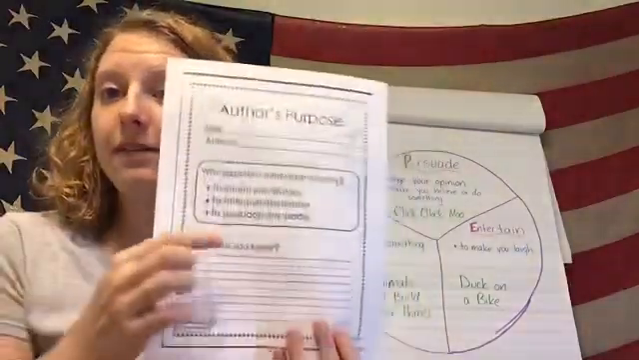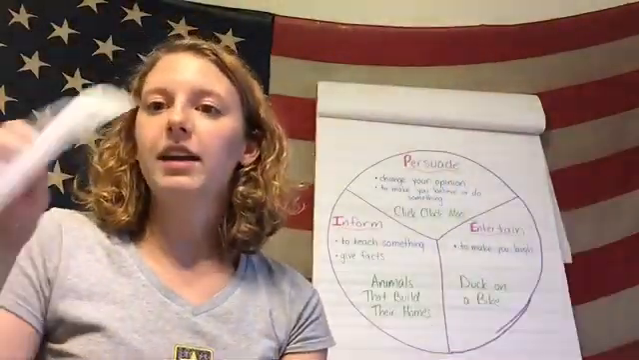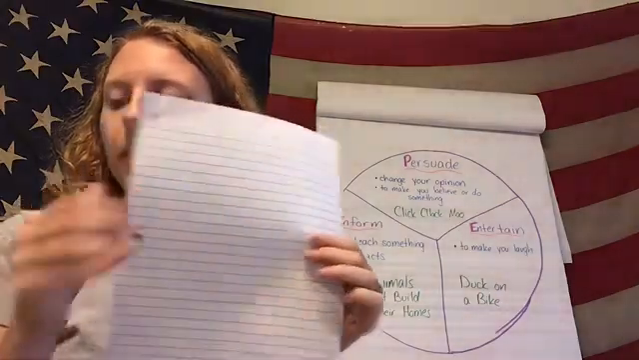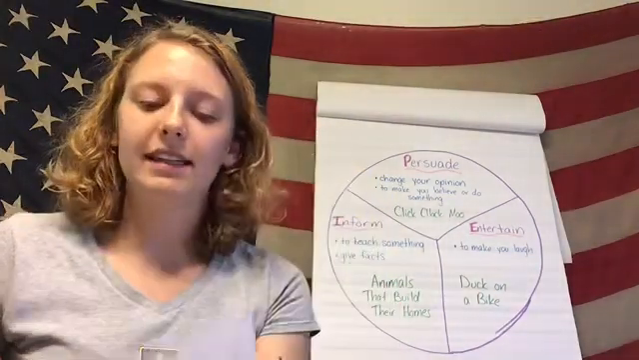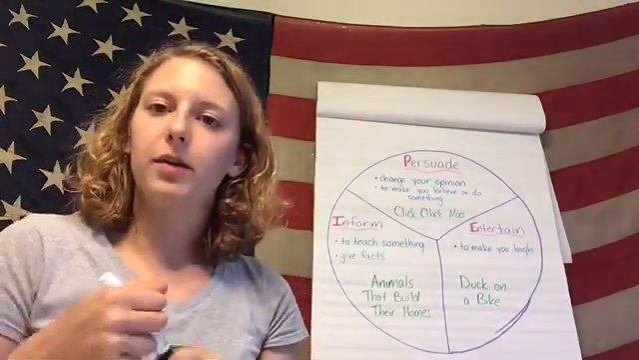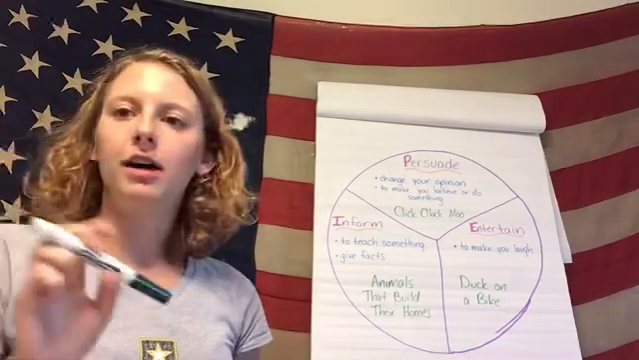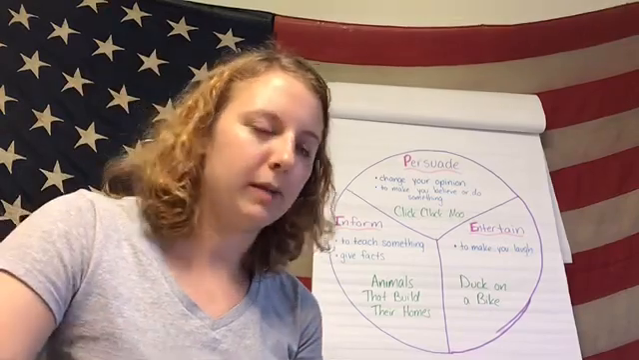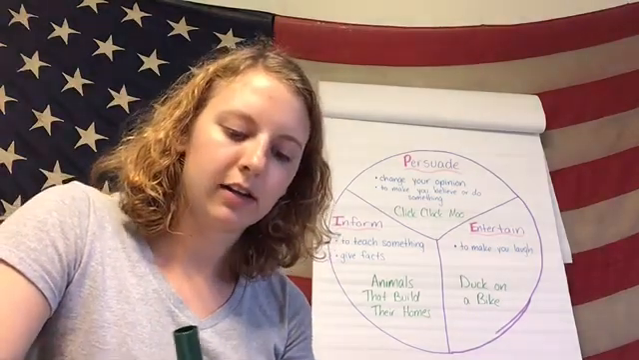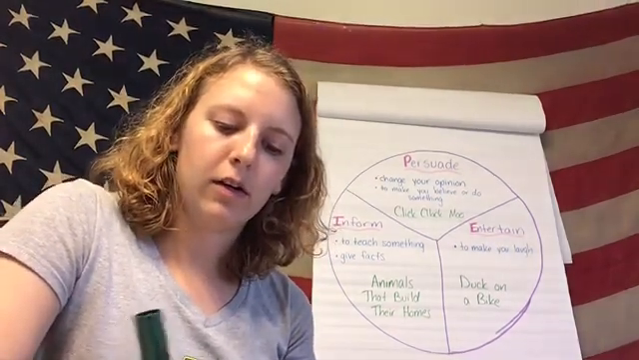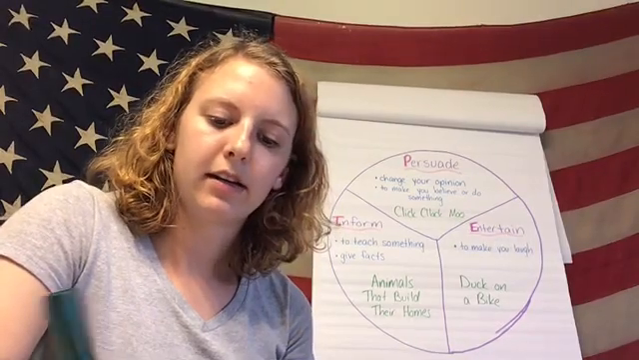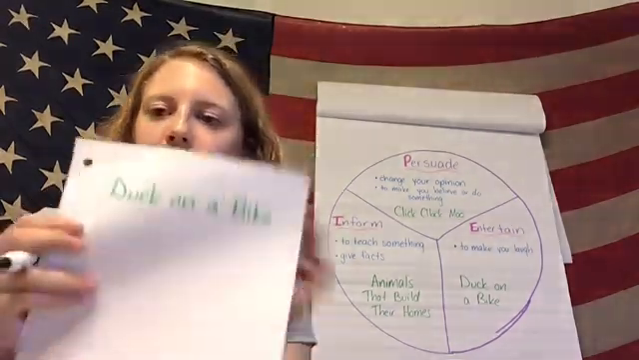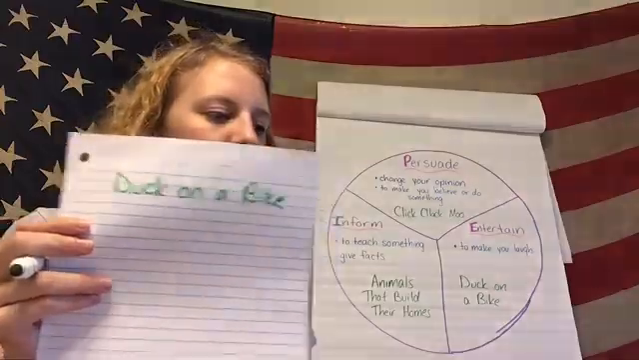Now, if you don't have this sheet printed out, that's okay. You can use a normal piece of paper and just write down the title of one of our books today. You can pause the video and copy down one of our books. So we might use Duck on a Bike. That's the story we're going to use.